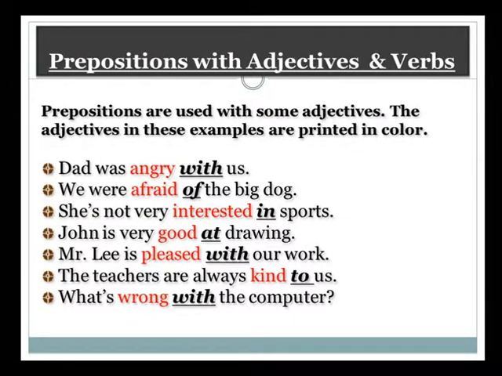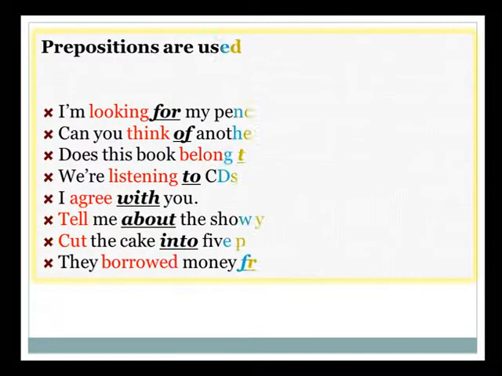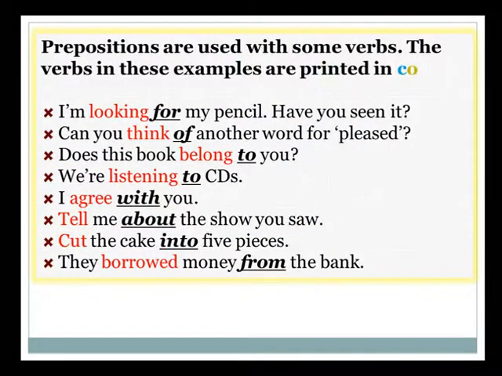Now, after talking about prepositions being used with adjectives, here we come to prepositions which are used with certain verbs. Let us see them. I'm looking for my pencil. Have you seen it? Look for, when it is used together, becomes a phrasal verb which means to search for something. Can you think of another word for pleased? So think of is having in your mind.